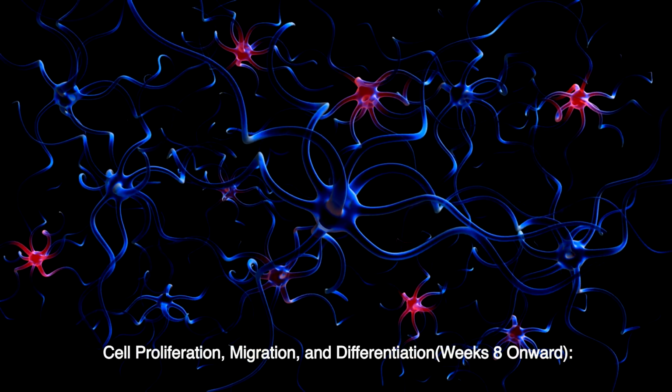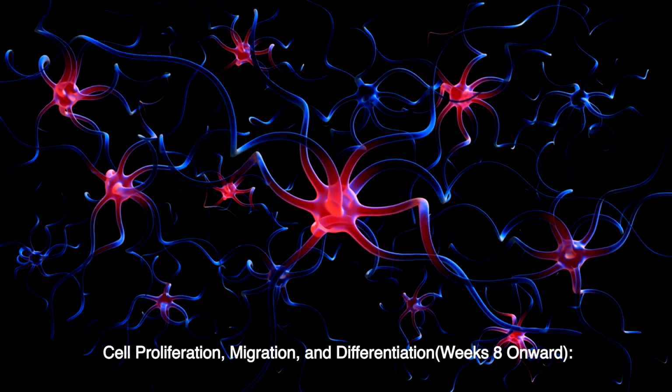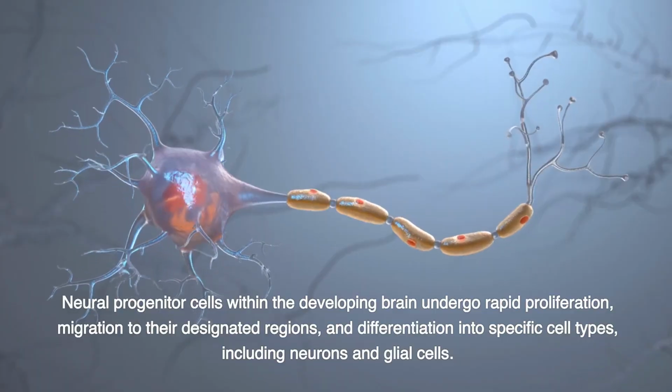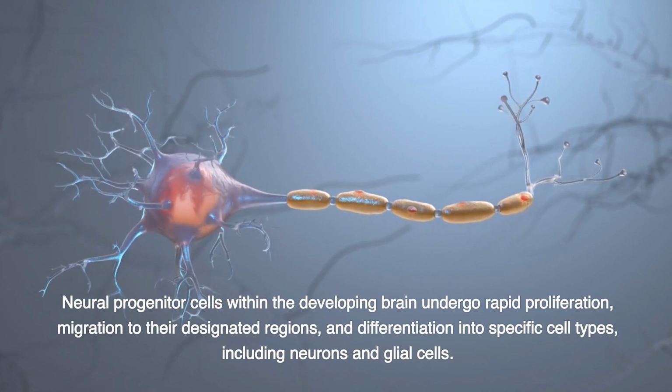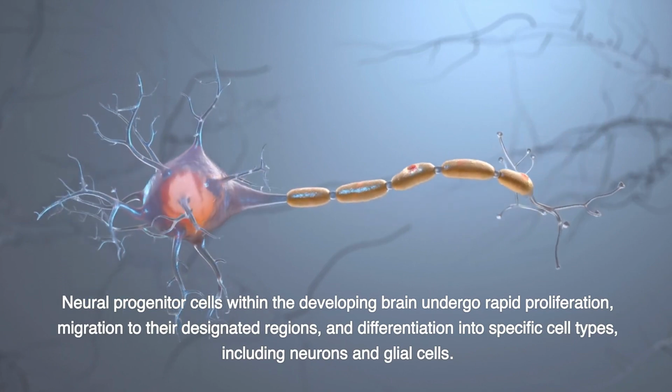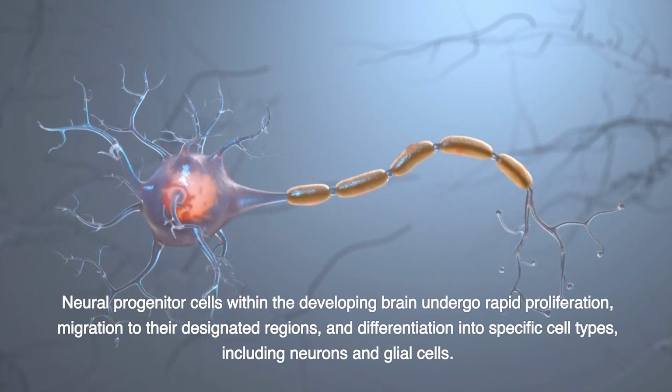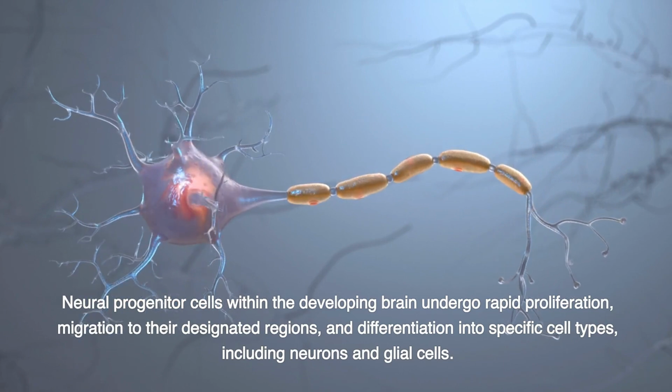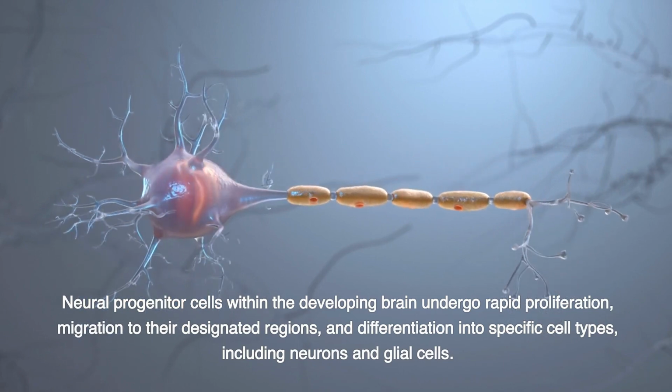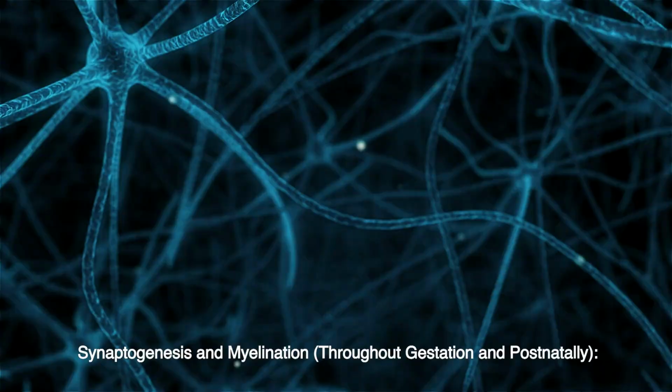Cell proliferation, migration, and differentiation, weeks 8 onward. Neural progenitor cells within the developing brain undergo rapid proliferation, migration to their designated regions, and differentiation into specific cell types, including neurons and glial cells.